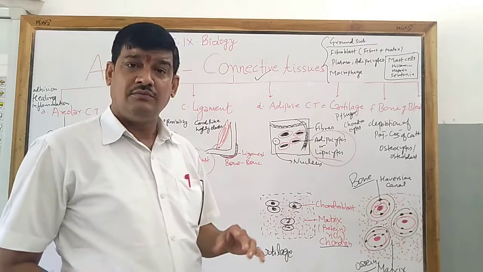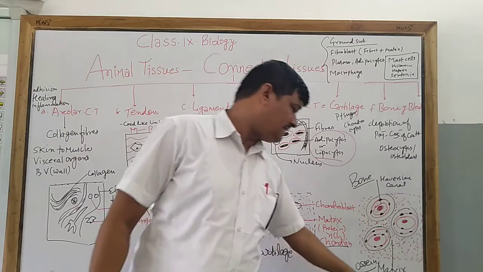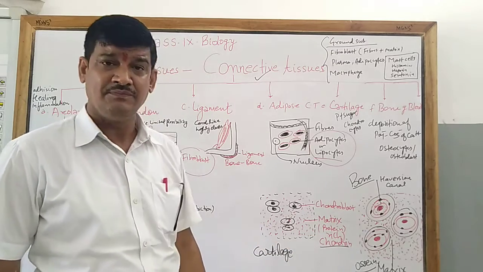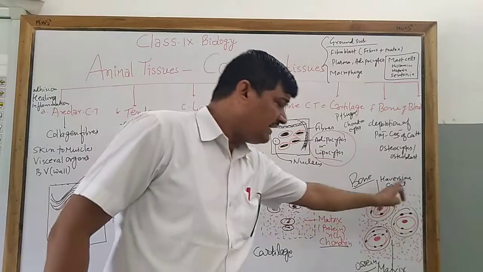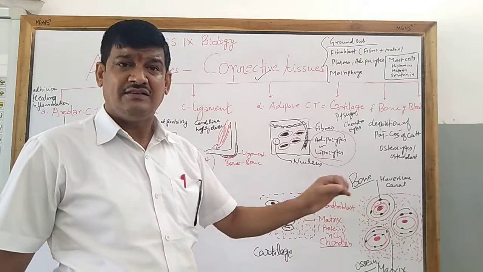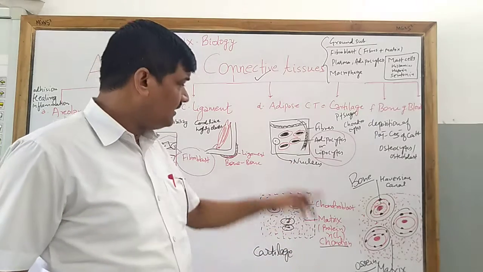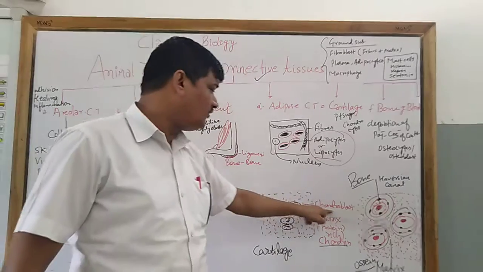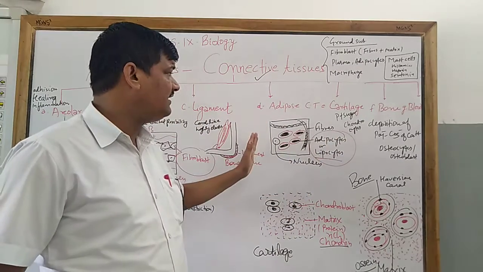Why are the bones very rigid? Because of the presence of calcium carbonate and magnesium phosphate, that is, the salts of calcium and magnesium. Apart from that, the next difference is in their cells: bone forming cells are called osteocytes or osteoblasts, and the cartilage forming cells are known as chondroblasts. So these are some differences between cartilage and bone.